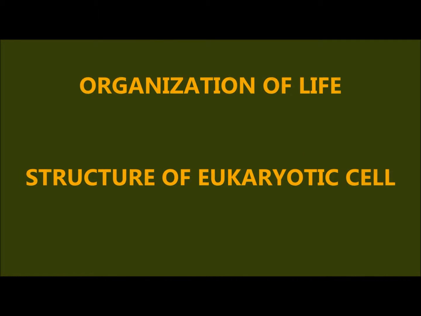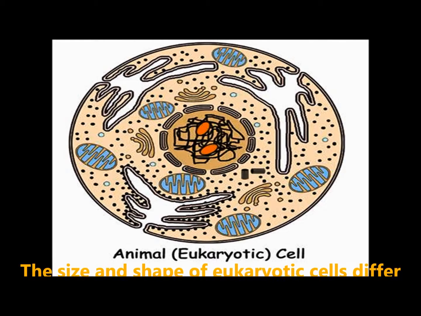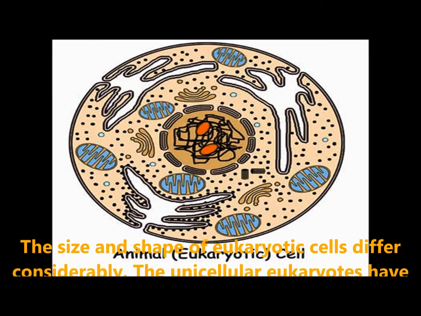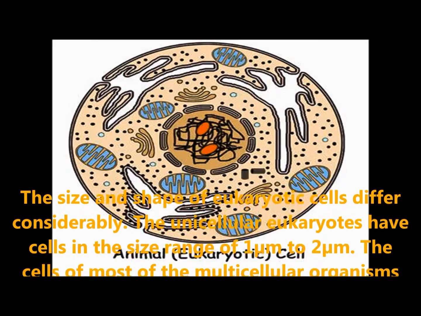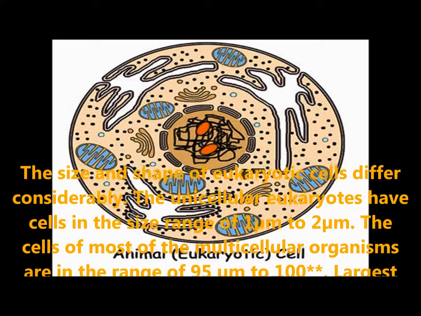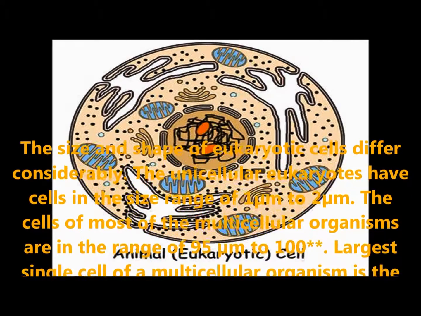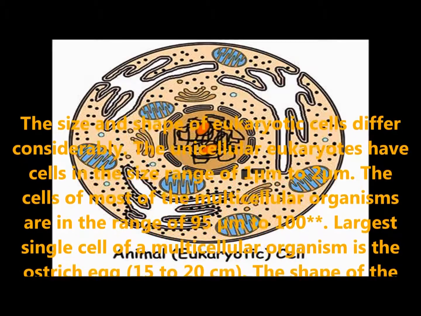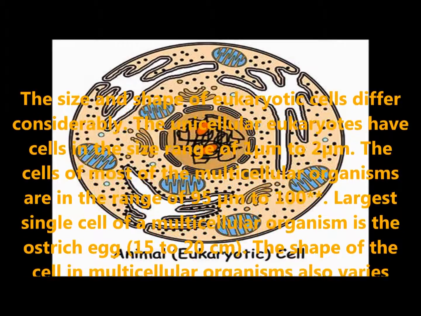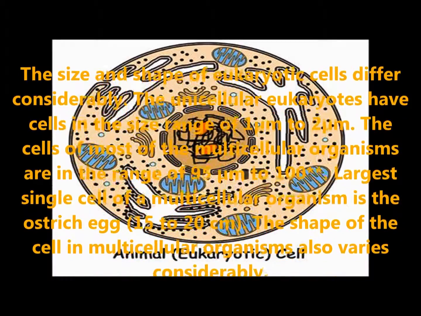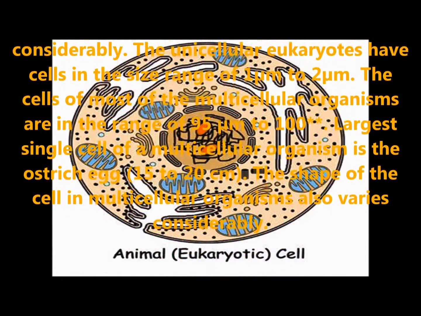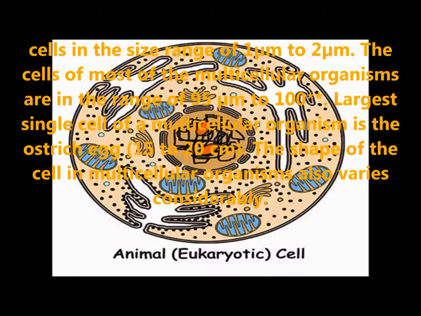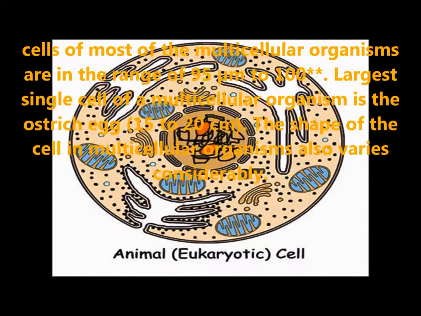The structure of a eukaryotic cell. The size and shape of eukaryotic cells differ considerably. The unicellular eukaryotes have cells in the size range of 1 micrometer to 2 micrometers. The cells of most of the unicellular organisms are in the range of 95 micrometers to 100 micrometers. A large single cell of a multicellular organism is the ostrich egg.